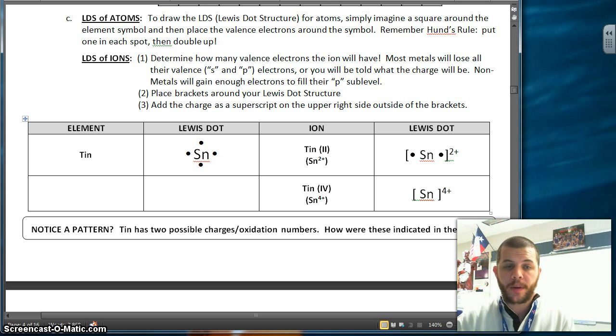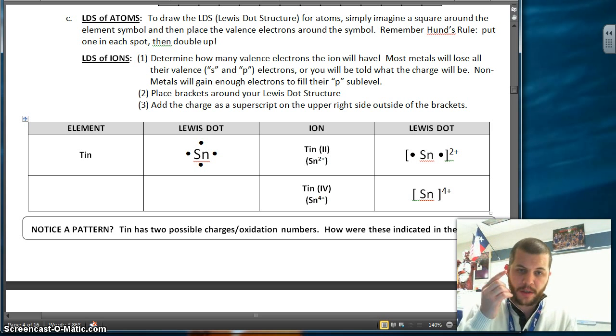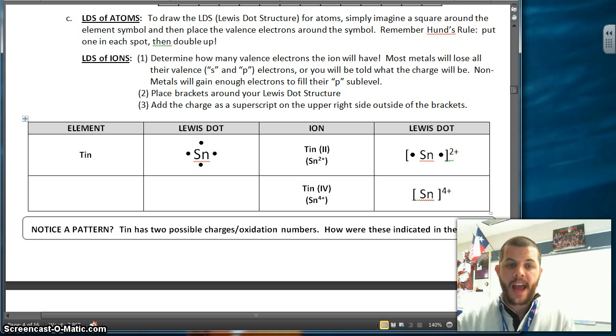So the first thing that we need to know is there are Lewis dot structures of atoms, there are Lewis dot structures of ionic compounds, and there are Lewis dot structures of covalent compounds. We're going to start at the most basic one, which is the Lewis dot structure of atoms and ions.